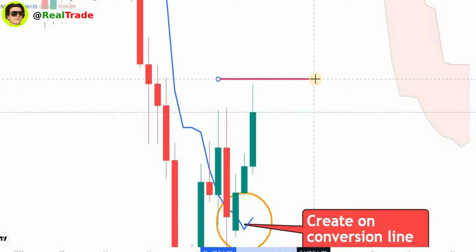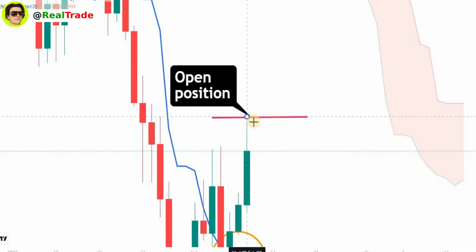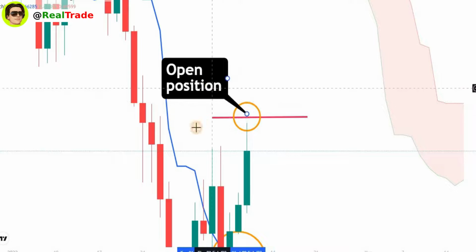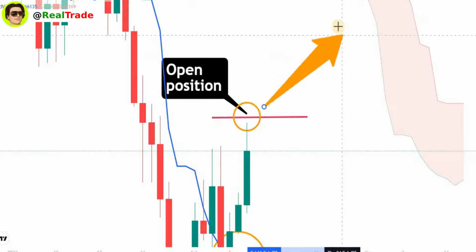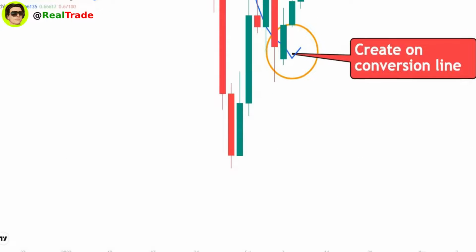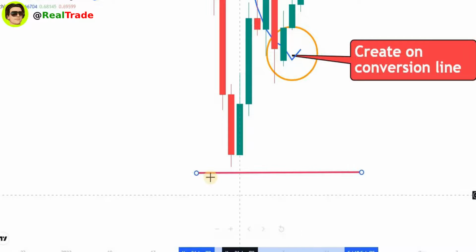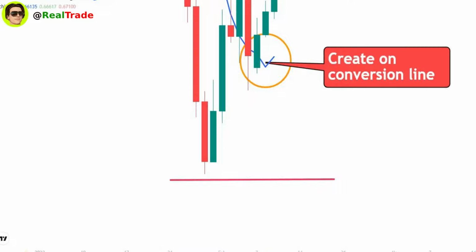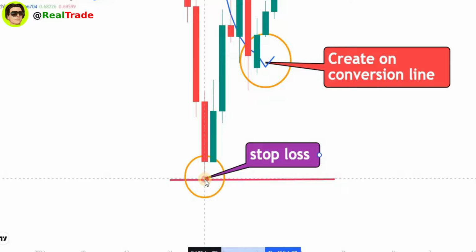This area is an open position. Open position, this area. Open, go to buy. This area is stop loss. End of the candles is a stop loss. Yes, the best stop loss.